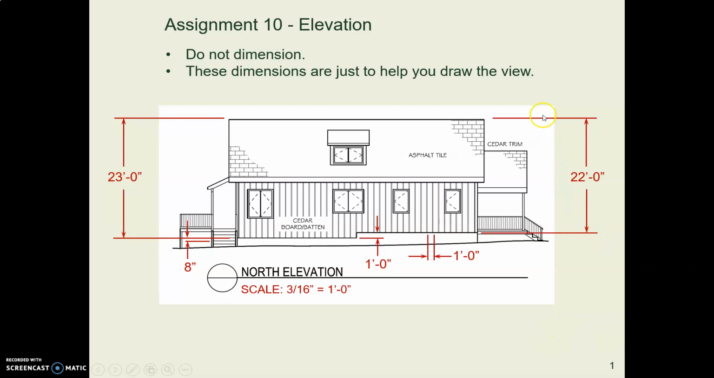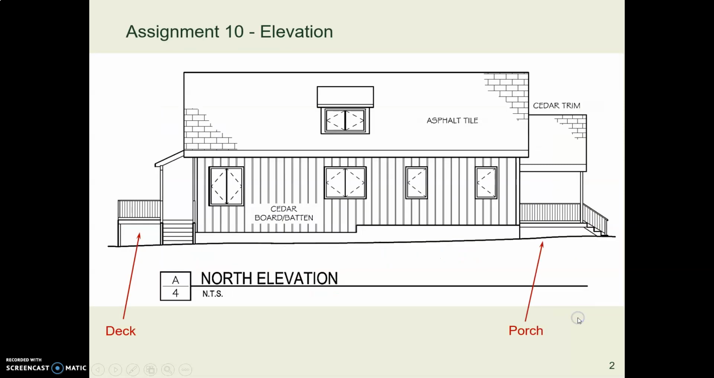So 22 feet high at this end, 23 feet high at the lower end. There's a step in the wall here in the middle. Those battens are probably a foot apart, and so forth. If you look at this, you'll notice something odd. In your floor plan, your porch was on the left and your deck was on the right. And yet when you look at this elevation, those are flipped. The porch is on the right and the deck is on the left.